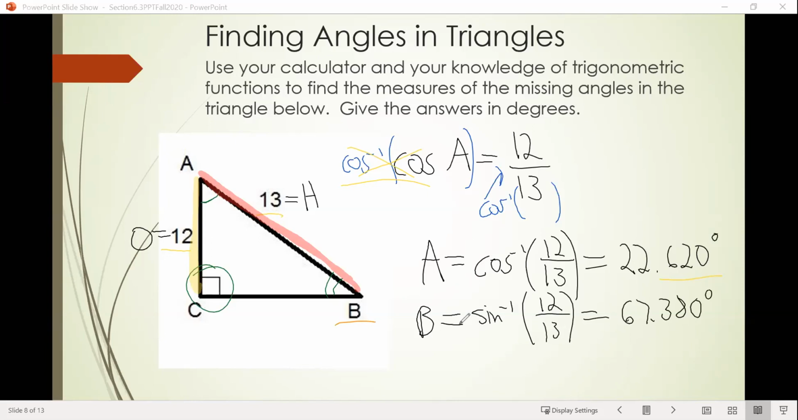Cool. And again, as a reminder, you want to make sure when you're doing these types of problems, or really any problem that involves using the calculators, you'll want to check which mode you're in first, whether you're in degrees or radians.